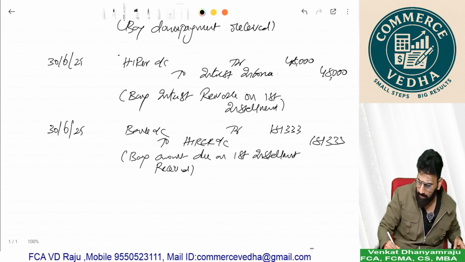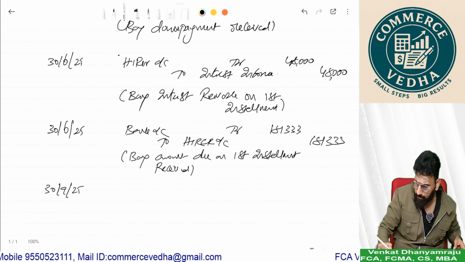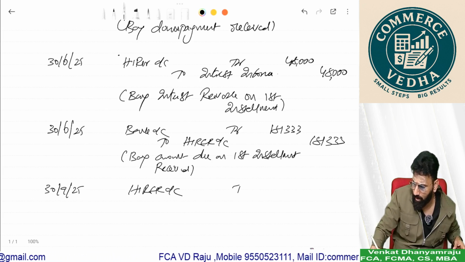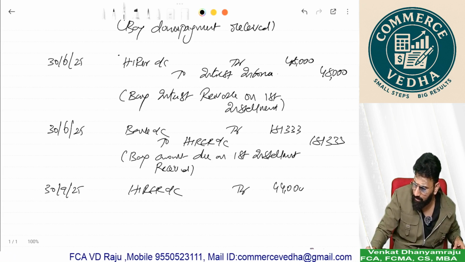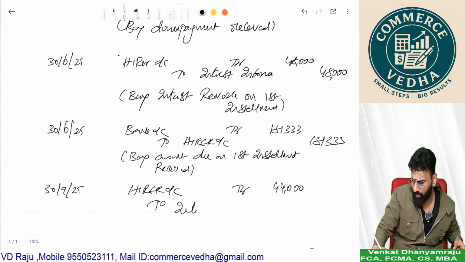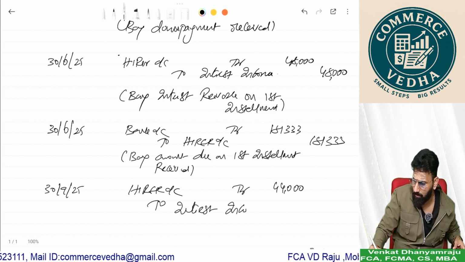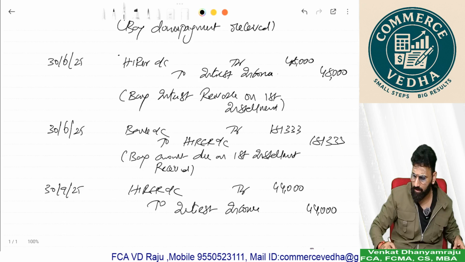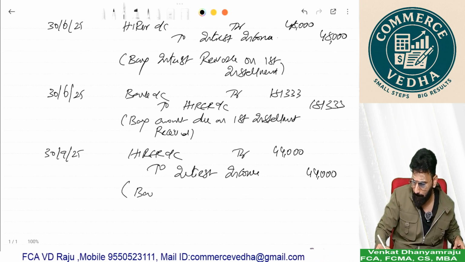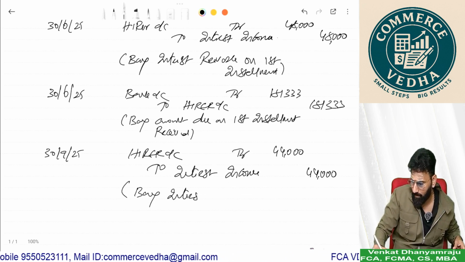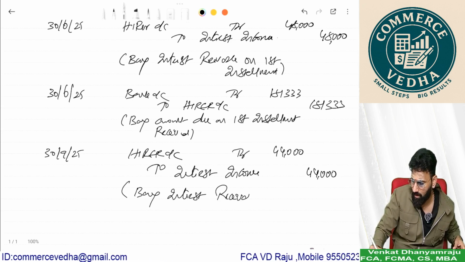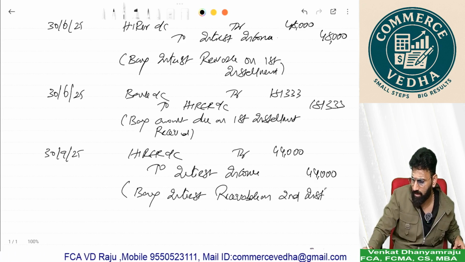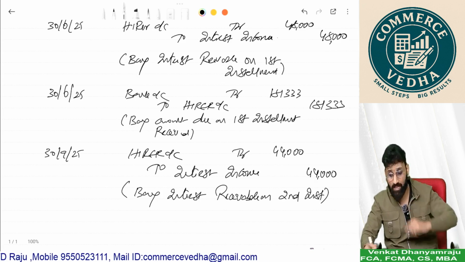Similarly, the same for the second installment. What will you say? Hirer account debit 44,000 to interest income 44,000. Again, what will you write? Being interest receivable on second installment.